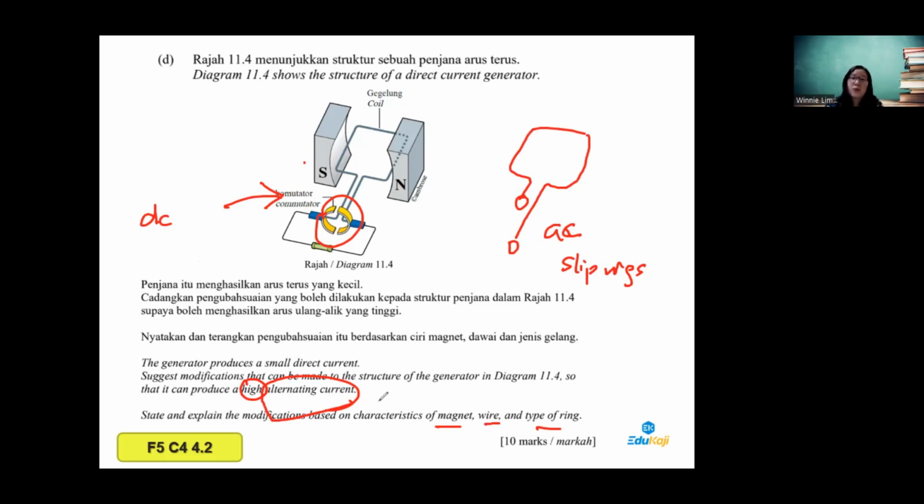Okay, next, how do you have more current? So it's the factors affecting the induced current. You can say you have more coils. Instead of one coil, you have more coils, get the idea? Then the strength of the magnet is stronger, or the magnets are even curved, more curved. And then thicker wire. So all these will contribute, and then you spin faster to get higher current.